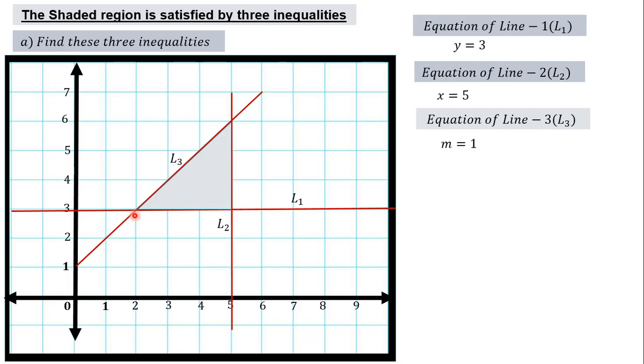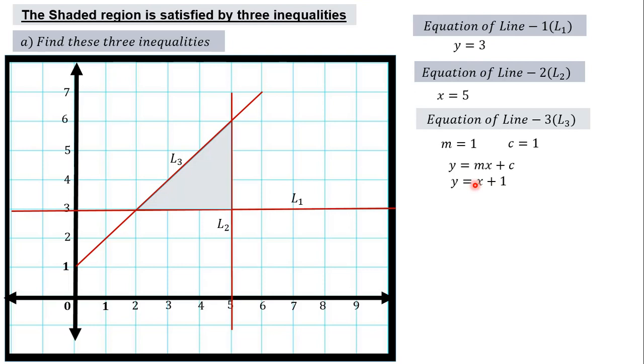And the point where it cuts the y-axis is its y-intercept, meaning c, that in our case is equal to 1. As we know, the formula for the equation of a straight line is y equals mx plus c. Now we have the value of m, we have the value of c. So we can easily substitute them in y equals mx plus c and get the equation of the line L3, which gives us y equals x plus 1, where m is equal to 1.